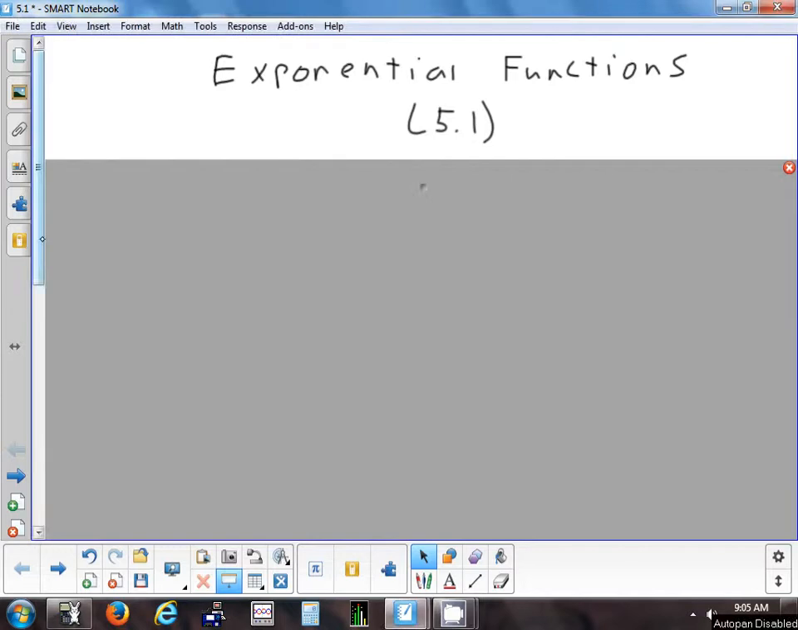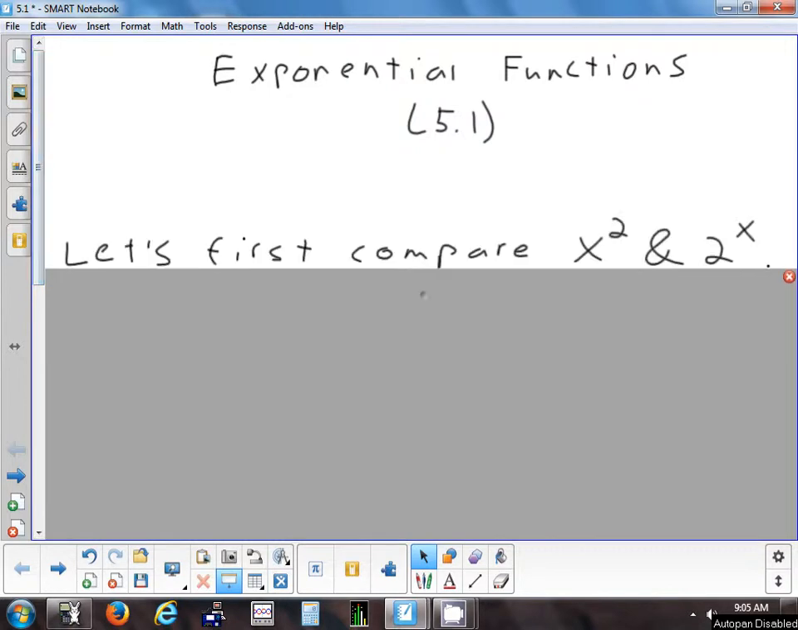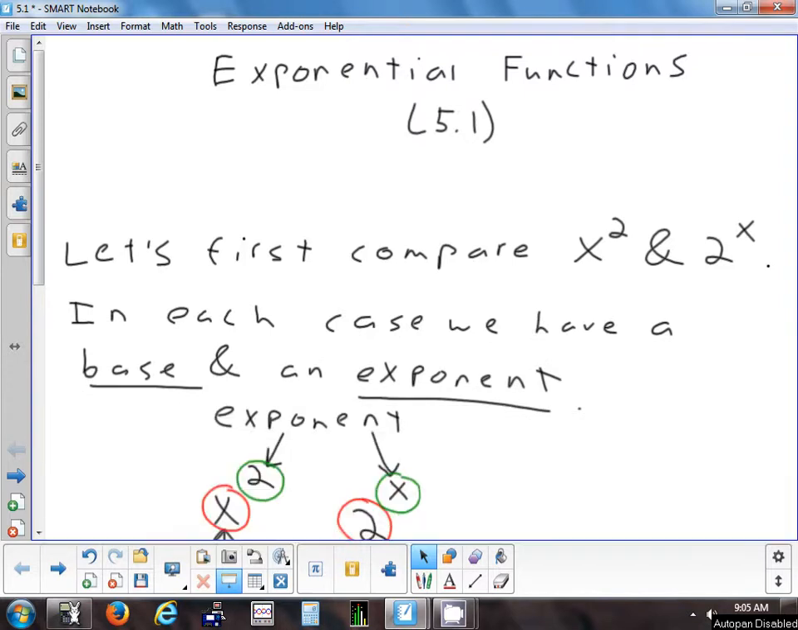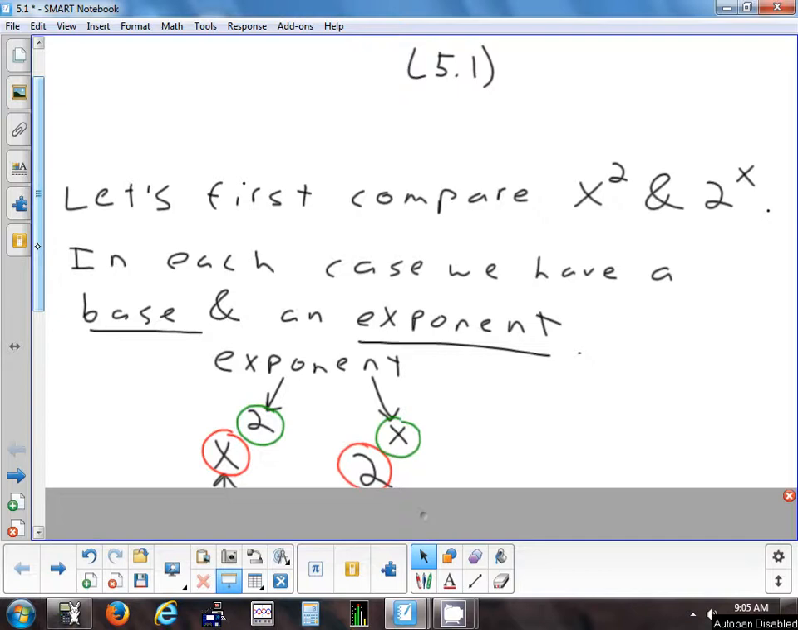All right, so we're going to start chapter 5, which is on two basic kinds of functions. First, we're going to talk about exponential functions, and then in a later section, we're going to do logarithmic functions. We'll see that these two functions are connected to each other. Once we learn about logarithms, I'll show you how they connect to the exponentials. But let's just start out by looking at these two expressions.